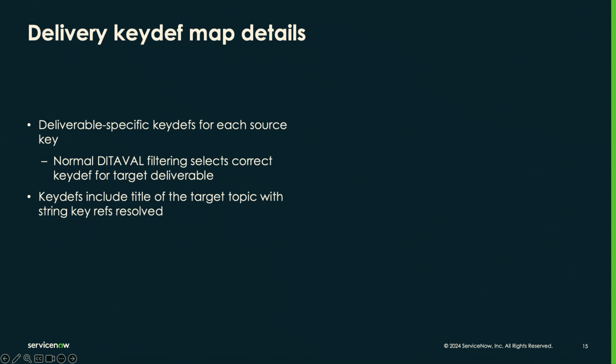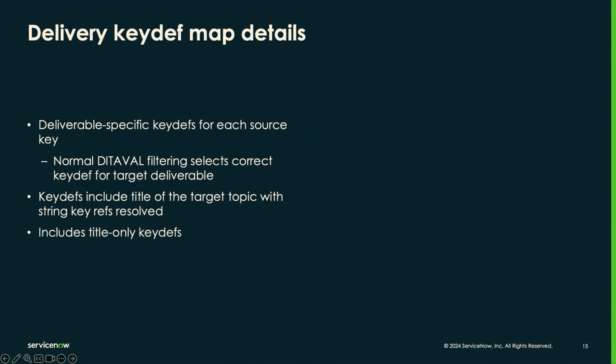The key definitions include the title of the target topic with all of our string keys resolved. We heavily use string keys for things like product names and anything that can change. So those need to be resolved in the context of these delivery key def maps, because the delivery key def maps may be processed in a context where those string keys are not themselves resolvable, right, for various reasons. So that allows us to have normal cross-reference resolution reflect the title of the topic in a different publication, right?